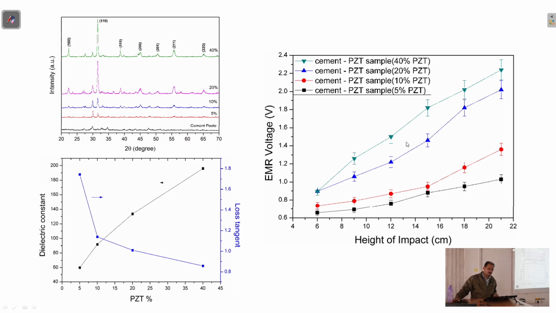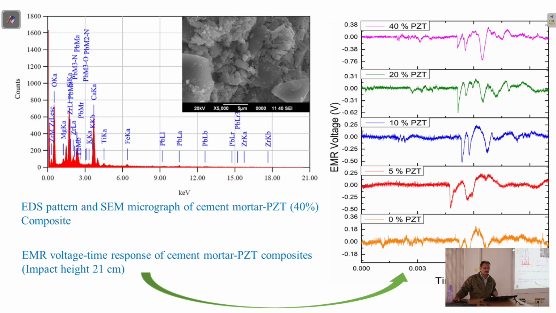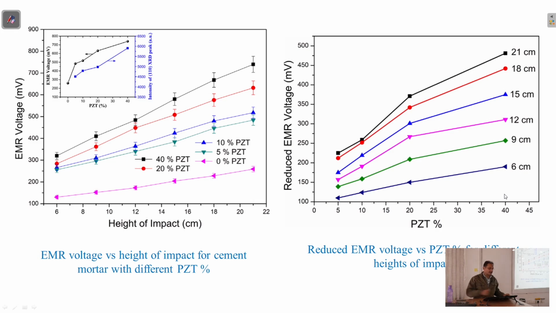Maybe we go to the next slide. This is for the mortar samples, again with a variation from 0% up to 40%. These are the sample plots, and if you compare, here you have it for the 0% PZT, that is the pure mortar sample. If you compare the sample, it is close to again 125 or something, okay.